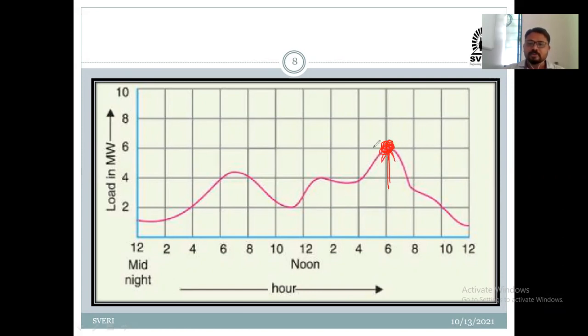मग किती आहे maximum demand? You can just go here and find out the maximum demand. How much is it? It is 6 megawatt.